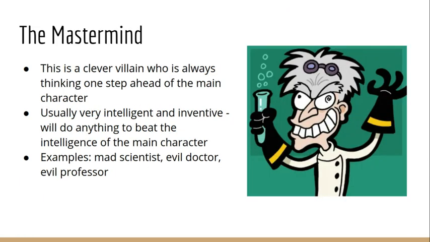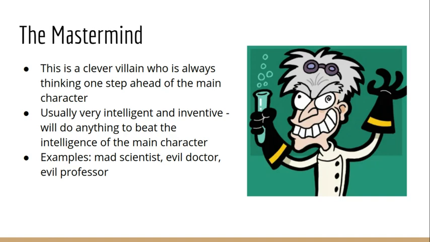And then finally is the mastermind. So you could make a villain that's this type: a clever villain who's always thinking one step ahead of the main character, usually very intelligent and inventive, and will do anything to beat the intelligence of the main character. And some examples are a mad scientist, an evil doctor, or an evil professor.